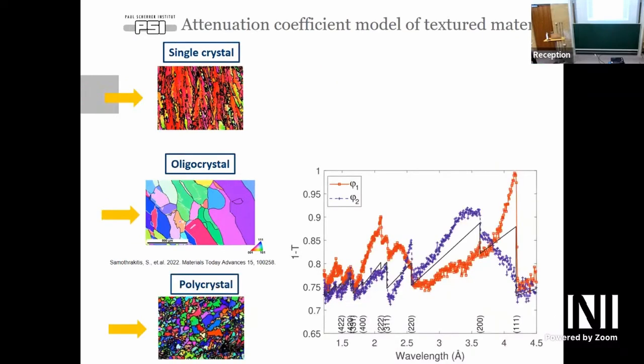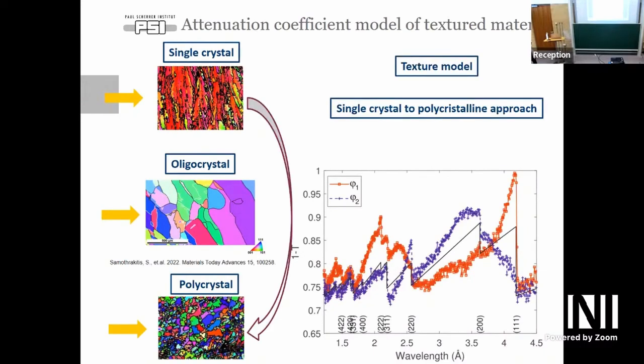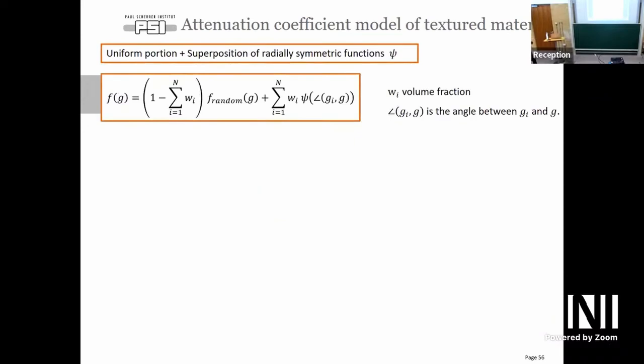Okay, so based on this, now we want to expand it to polycrystalline. The idea is that if you know exactly what a single crystal looks like, we can imagine our polycrystalline material as composed of a collection of single crystals. That's the idea. In this case, the ODF is defined as a component with a uniform distribution, and superimposed to that, radially symmetrical functions centered on different orientations and with a particular width. The weight of each particular component is linked to the amount of that particular orientation.